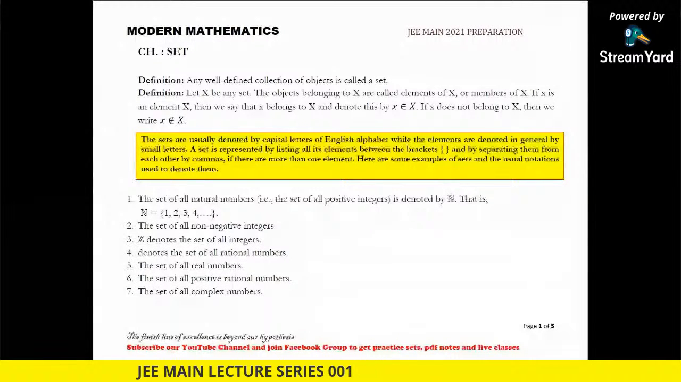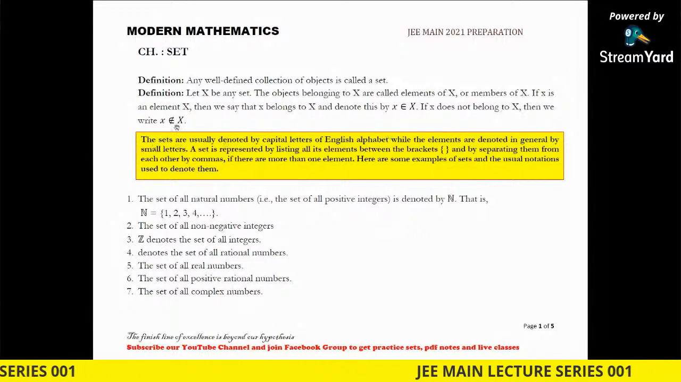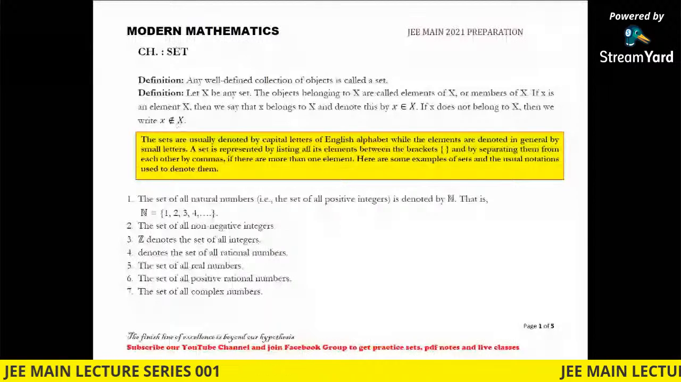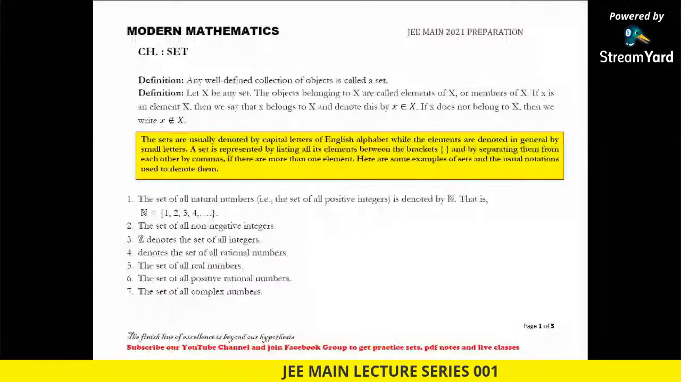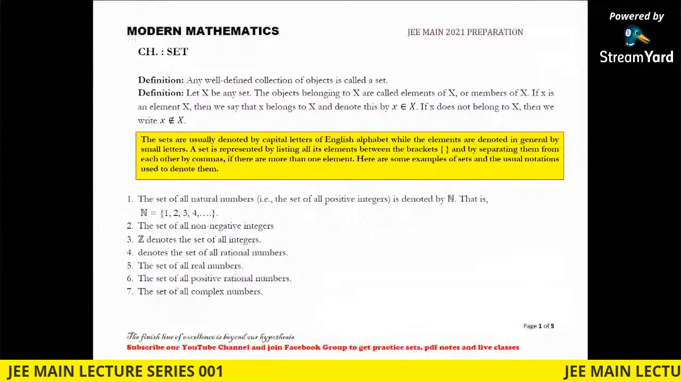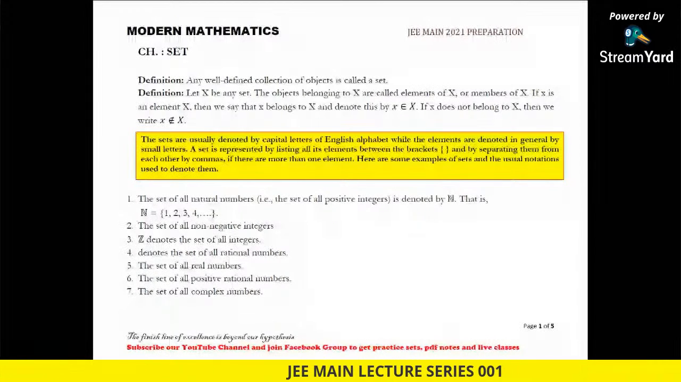This belongs to X: x belongs to capital X. If x doesn't belong to X, then we write x does not belong to X. These are the elementary properties. By this definition we express that if an arbitrary element is a member of this set, then it is denoted by x belongs to X.